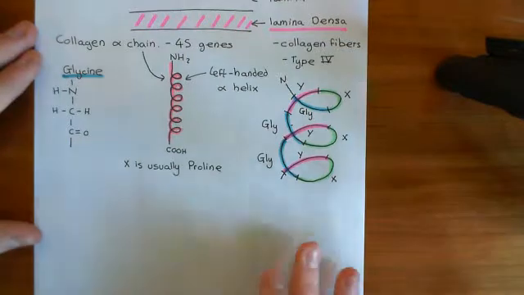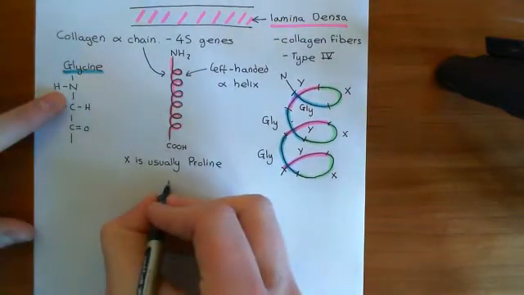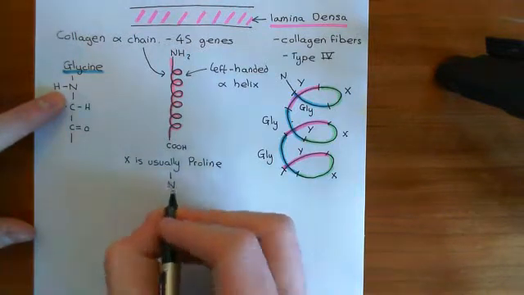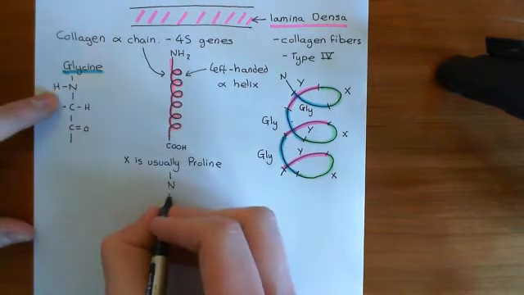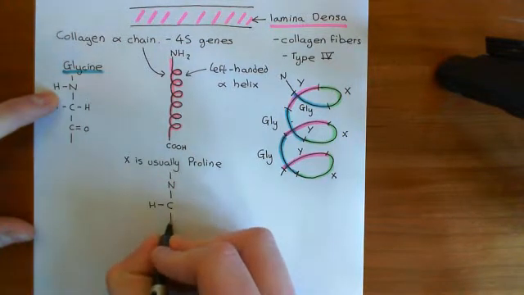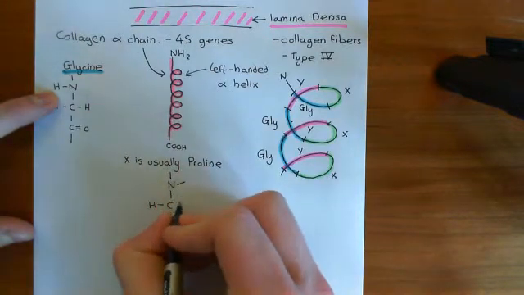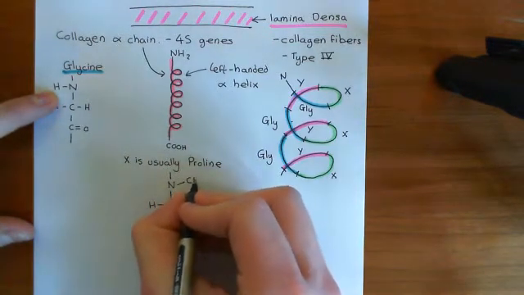So proline is the weird amino acid because its R group actually involves the amino group. So here's the nitrogen, and we're not going to have a hydrogen coming off the nitrogen in the case of proline. Okay, here's the alpha carbon with a hydrogen coming off it. Here's the carboxylic acid group, and now the R group of proline consists of this loop like so.